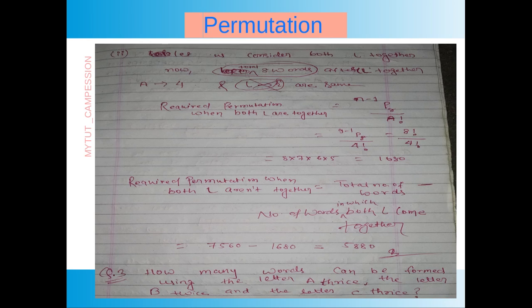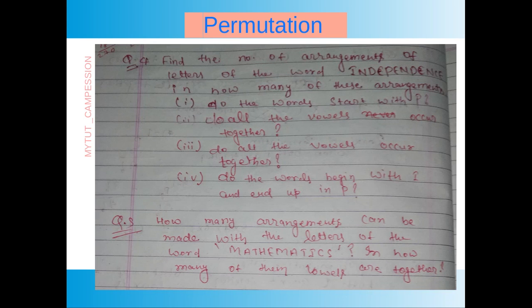Now the third question is, how many words can be formed using the letter A thrice, the letter B twice, and the letter C thrice? Now the fourth question is, find the number of arrangements of the letters of the word INDEPENDENCE. In how many of these arrangements does the word start with P? Do all the vowels occur together?